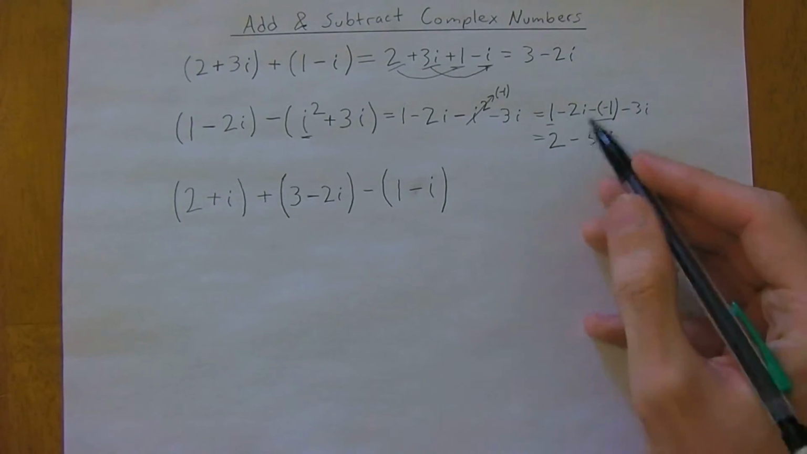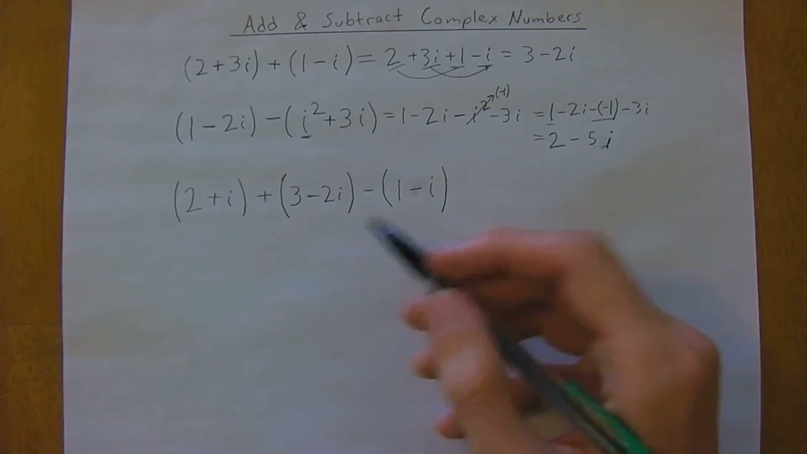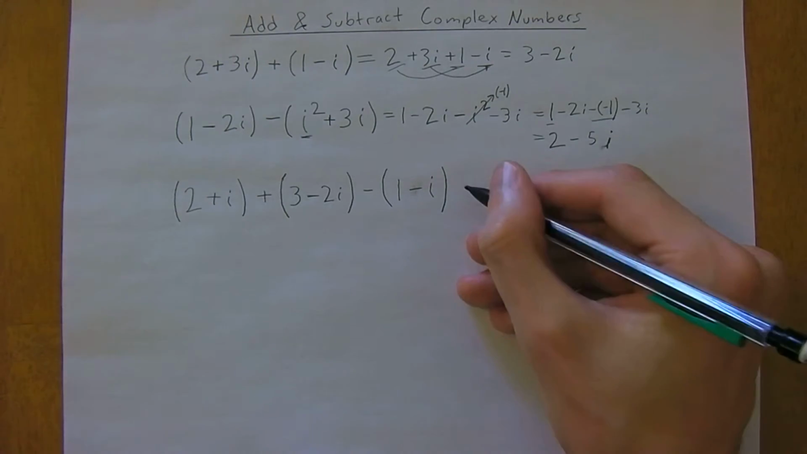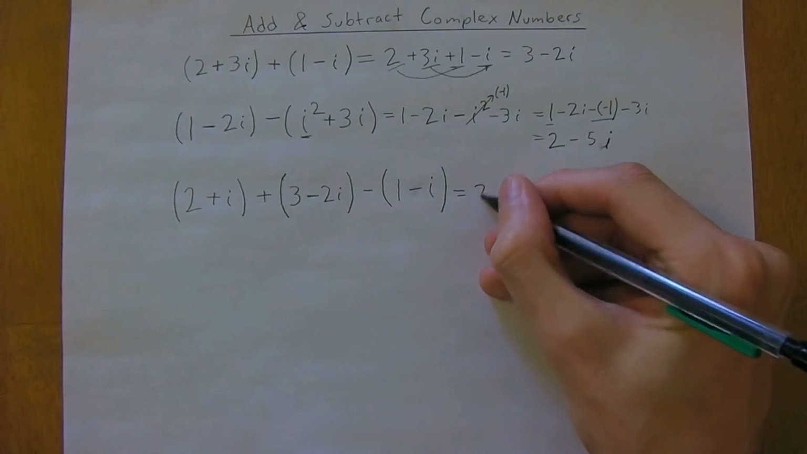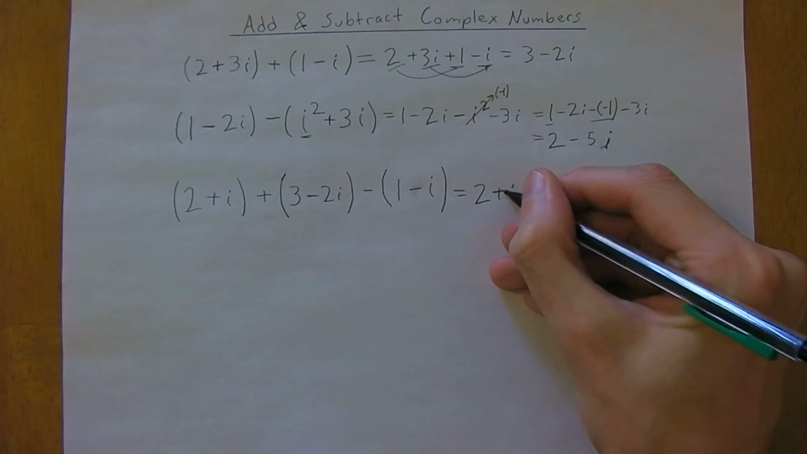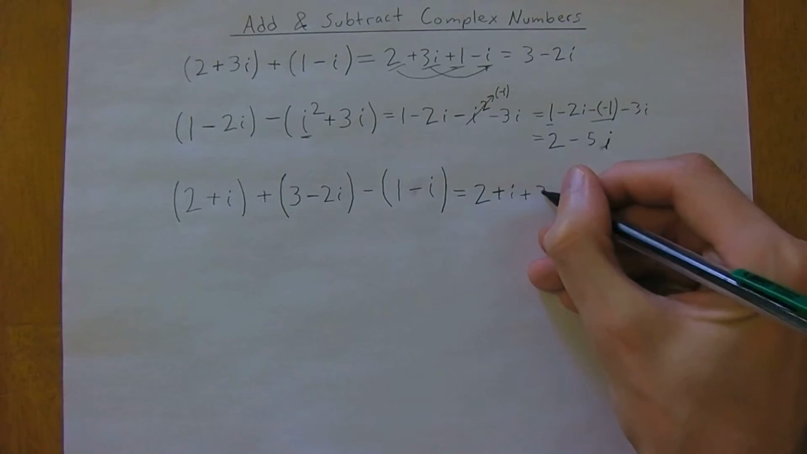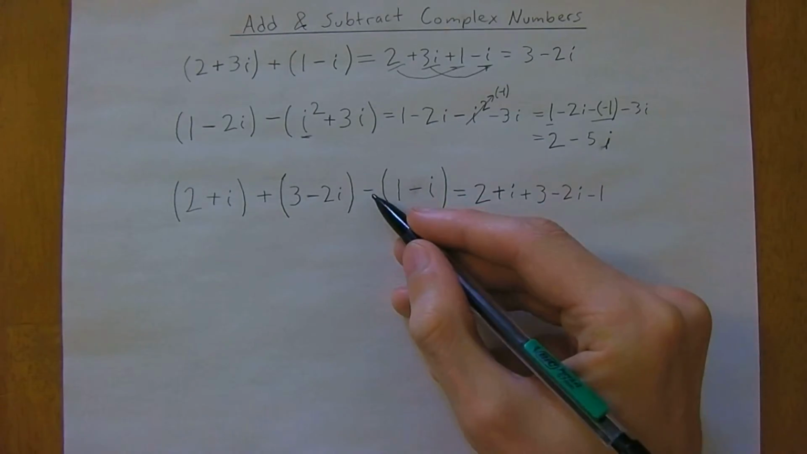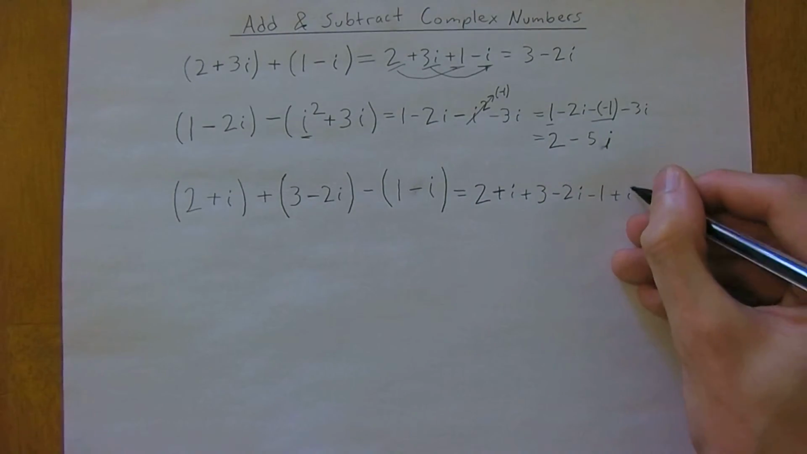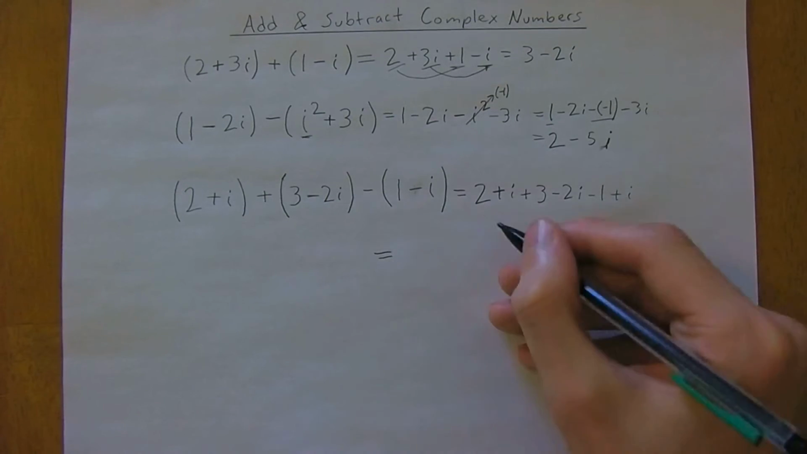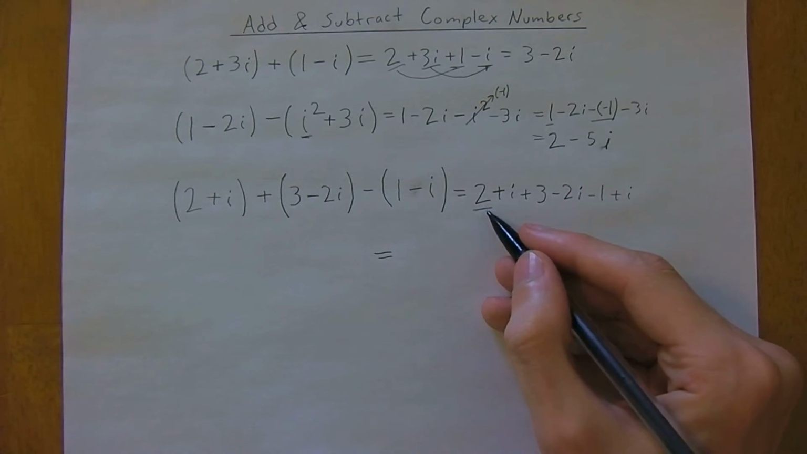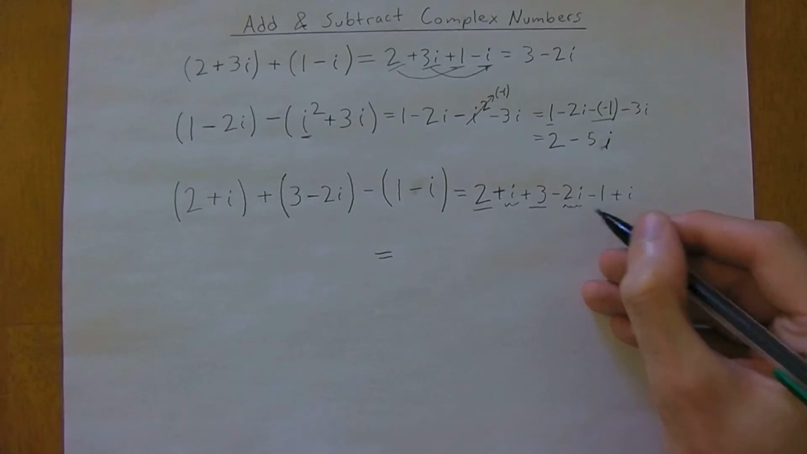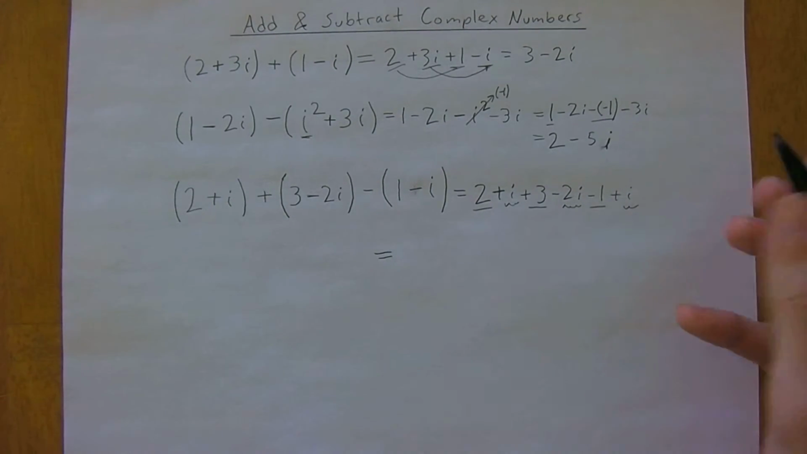Okay, so that's done. And now just one last example. So we've got addition and subtraction. So again, we're just going to break it out. So 2 plus i plus 3 minus 2i, then negative 1, negative of a negative is positive i. And this we're going to group together. So that's real, imaginary, real, imaginary, real, imaginary.